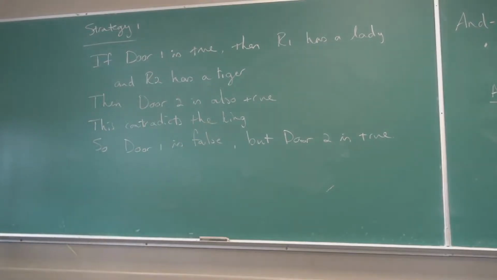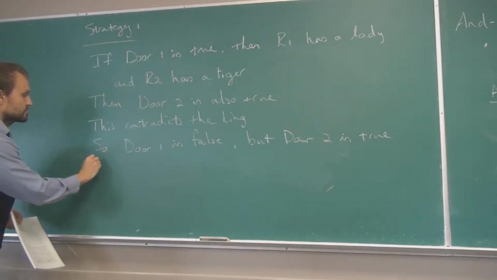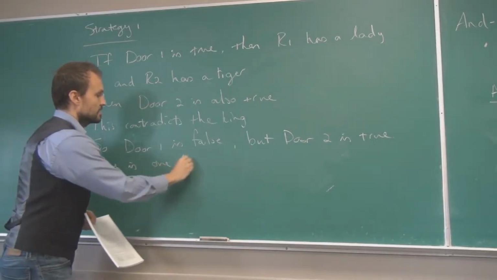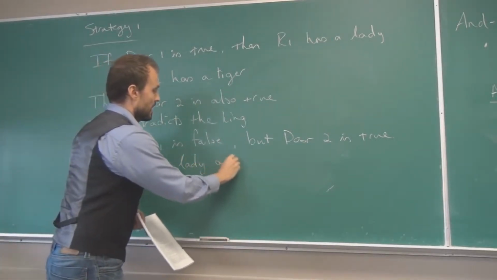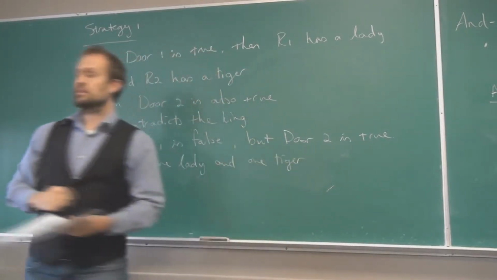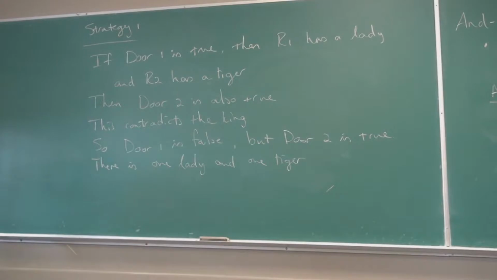So what does door 2 say? In one of these rooms there's a lady, and in one of these rooms there's a tiger. So there is one lady and there's one tiger somewhere behind these. But remember, door 1 is false. So with one lady and one tiger, it can't be what door 1 says.